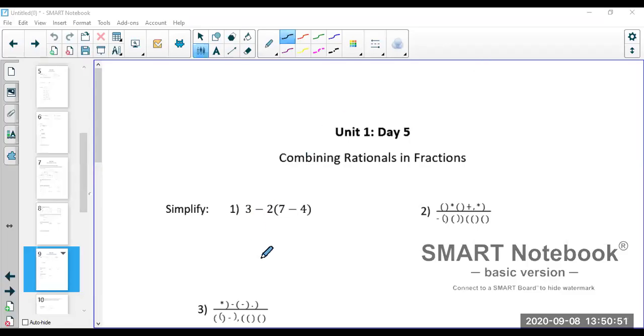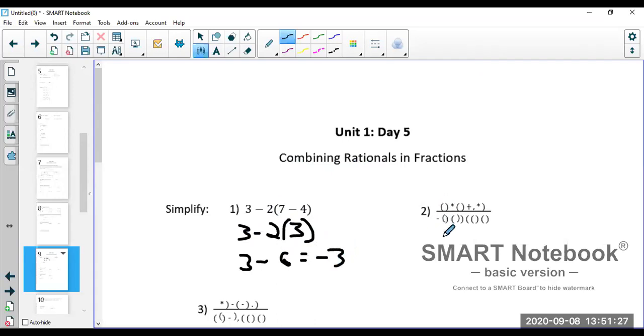Okay, so we're going to combine rationals today. Just like with BEDMAS, it's the same type of work as it was before. Here we do brackets first, and you get 3 here. You rewrite 3 minus 2, and as we know, no symbol means we multiply. We get 6. 3 minus 6 equals negative 3.